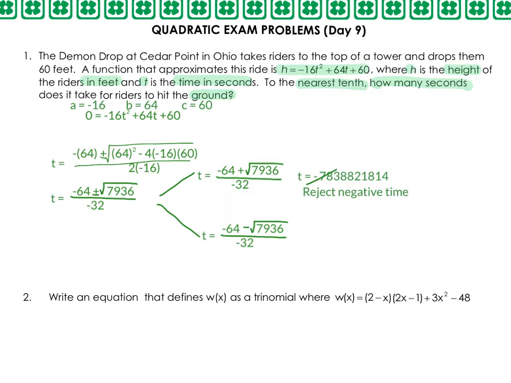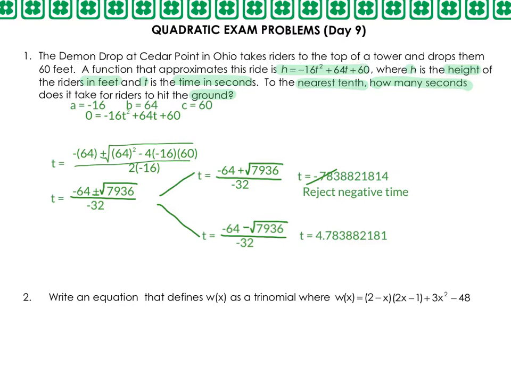So then we'll try the bottom answer, the negative 64 minus the square root of 7,936, all divided by negative 32, using the same method you used up above. And you can rewind to that if you need instructions again. So then my t value here becomes 4.783882181. And since that is a positive time, that is a realistic answer.